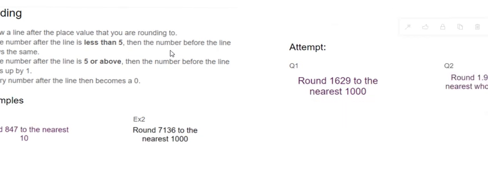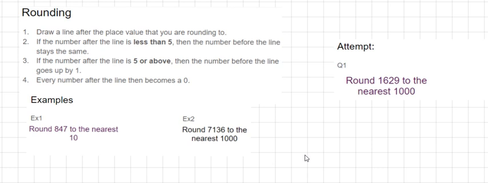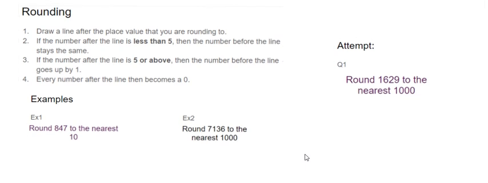Hi guys, so this is linked to a given place value. So I got four steps here. You might not really need to memorize these four steps. Sometimes you might find it easier just to look at the examples and kind of copy what's going on. But this is generally what we're going to do.